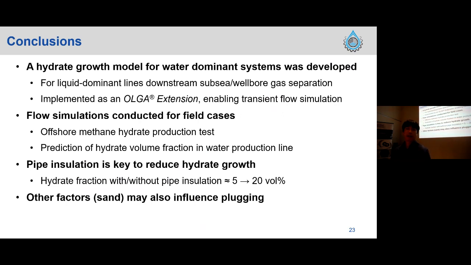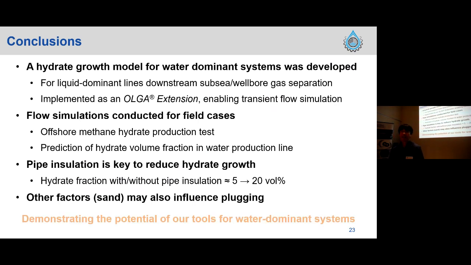So we observe the large difference in the hydrate volume fraction in the cases with and without pipe insulation. And the simulation results also suggest other factors such as sand may also influence plugging. And in addition, this study demonstrated the potential of our tools for water dominant systems, maybe not only for the natural gas hydrate productions, but also conventional offshore gas productions.